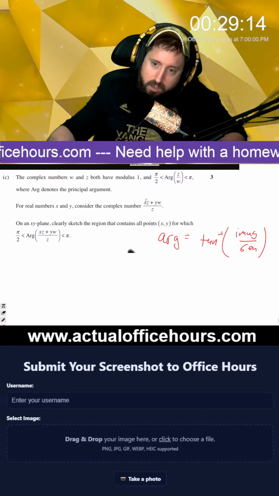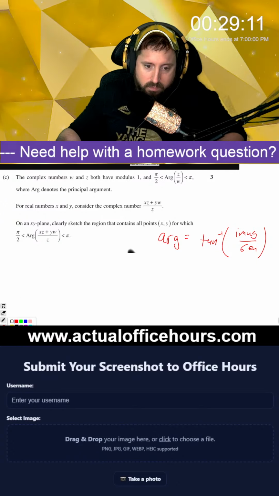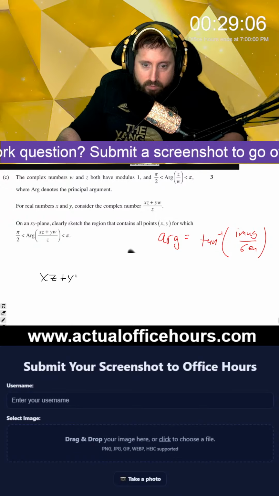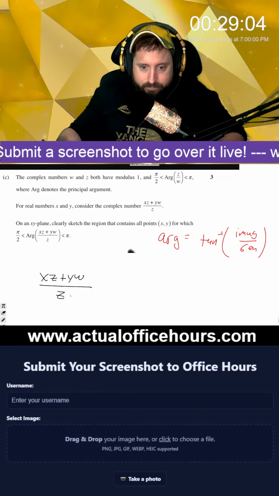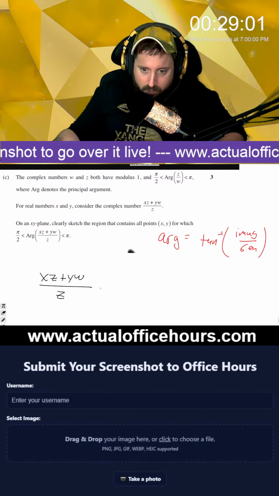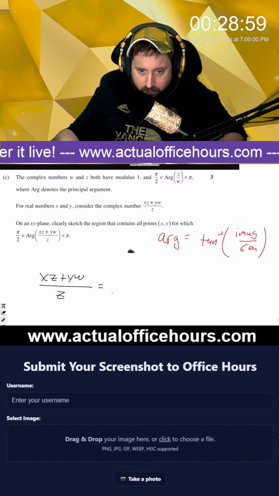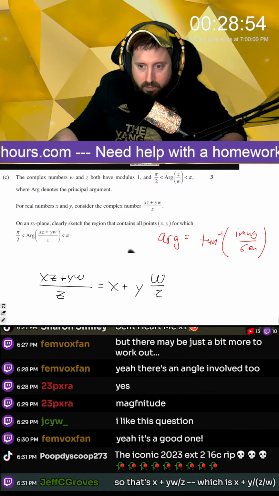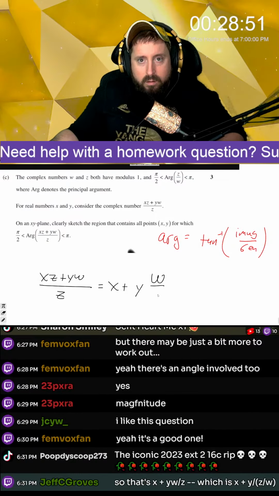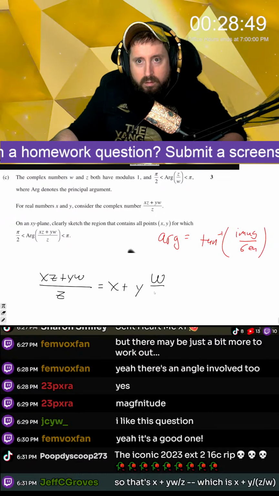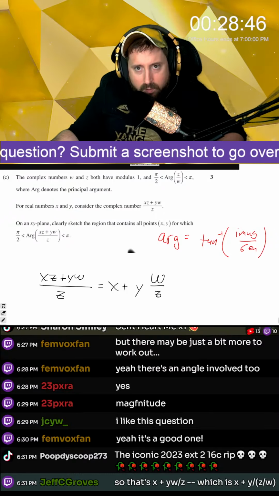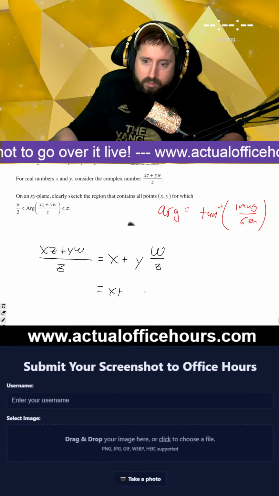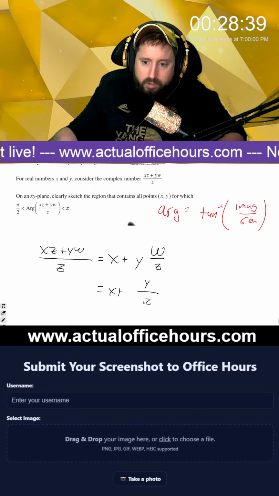Okay, maybe let's work on this. I think maybe, yeah. So (xz + yw)/z. Okay, that's equal to x plus y over w over z. Which is equal to... Oh, okay. I like that, Jeff. All right, fine. Yeah, equals x plus y over z over w.